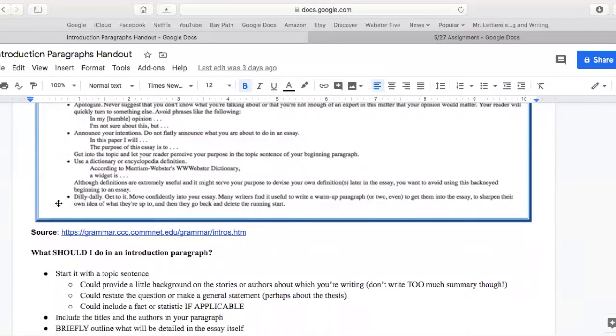Don't dilly-dally. Get to it. Move confidently into your essay. Many writers find it useful to write a warm-up paragraph or two even to get them into the essay, to sharpen their own idea of what they're up to, and then they go back and delete the running start.